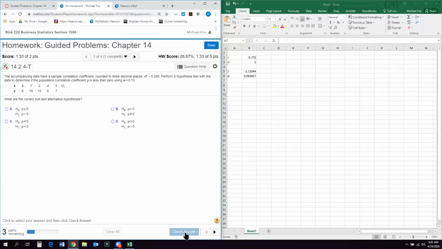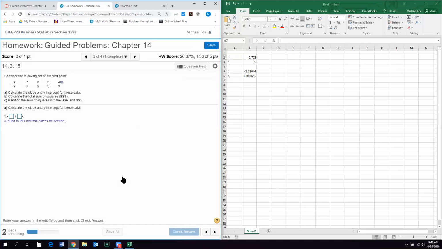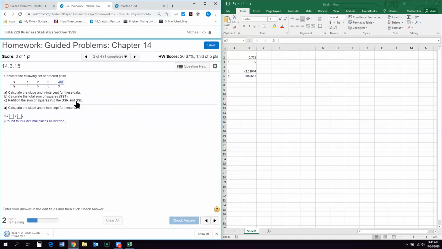All right, let's look at the next one. Let me, oh wait, did I accidentally say similar problem? All right, so let's look at the next one. And we can come back and try to talk our way through that if we need to at the end, but let's get through these. Consider the following set of ordered pairs, and then calculate all this. Okay, so here's what I recommend. I'm gonna open it in Excel eventually.